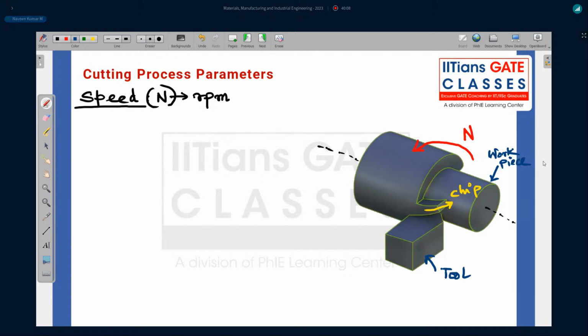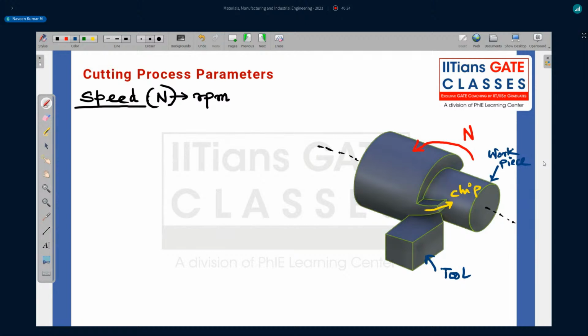Relative motion is what gives your velocity. The chip is going out, and there is a relative motion happening between the tool and the workpiece. And that is your cutting velocity, sometimes also known as cutting speed. The number of rotations is given as RPM. So sometimes cutting velocity is given and we have to convert it to RPM, and sometimes RPM is given and we have to convert it to the cutting speed.